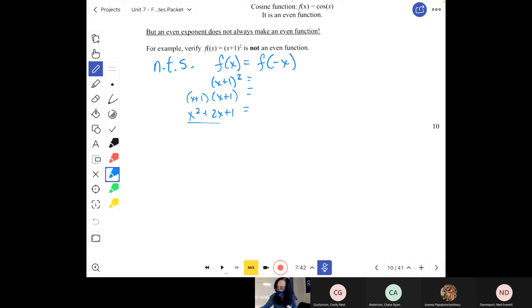So I'm going to come back into this, and I'm going to replace my x with a negative x. You see how I've replaced my x in my original function with negative x. So then that means I'm saying negative x plus 1 times negative x plus 1, right? If I FOILed that, what would I get?